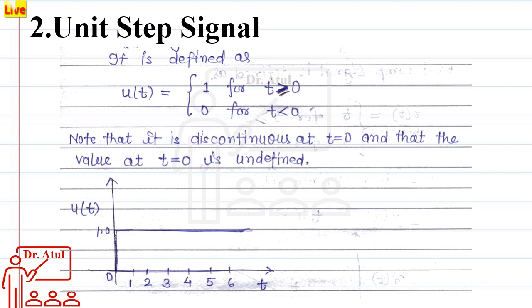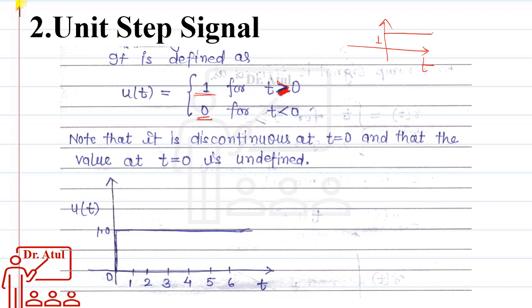Okay, the second signal is the unit step signal. Unit step signal, as I told, is the step. Unit step means a step of size 1 is the unit step. So for the unit step, for t greater than 0 it is 1, and for t less than 0 it is 0.